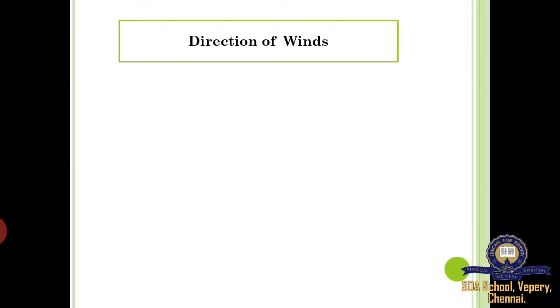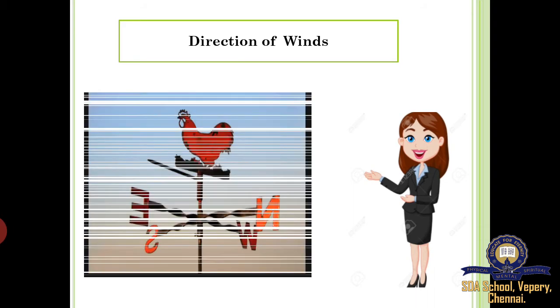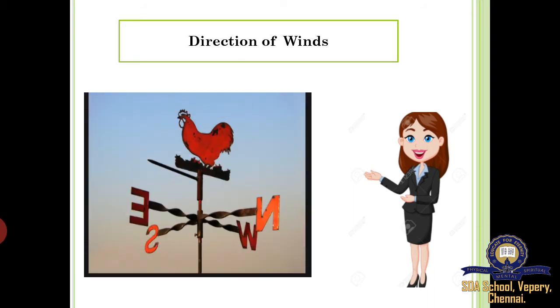And then the direction of winds, the fourth factor. The direction of regular winds that blow at a particular time of year has an effect on climate. An example is the monsoon winds that blow in the Indian subcontinent.